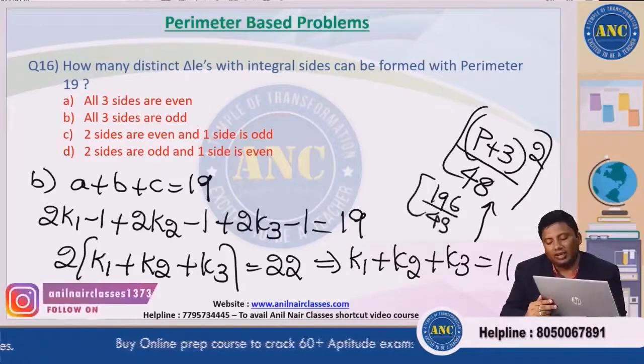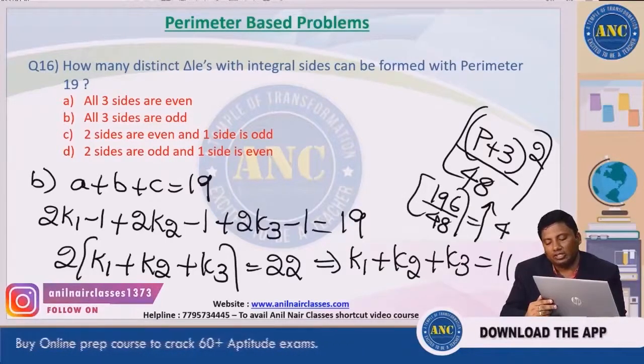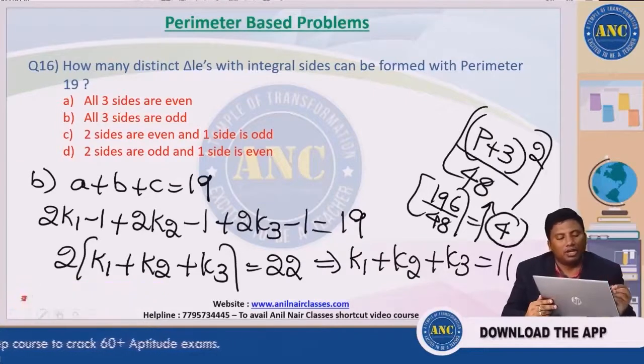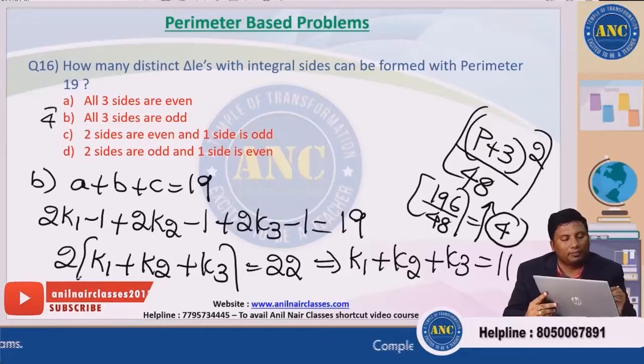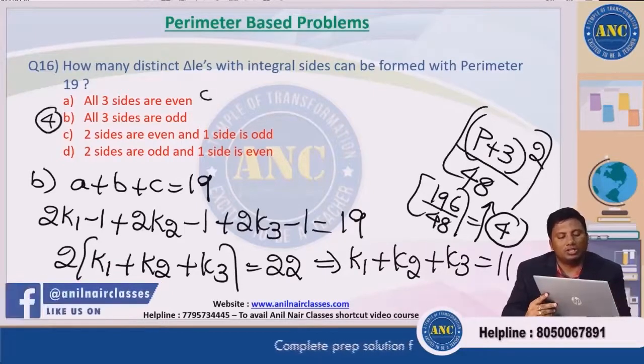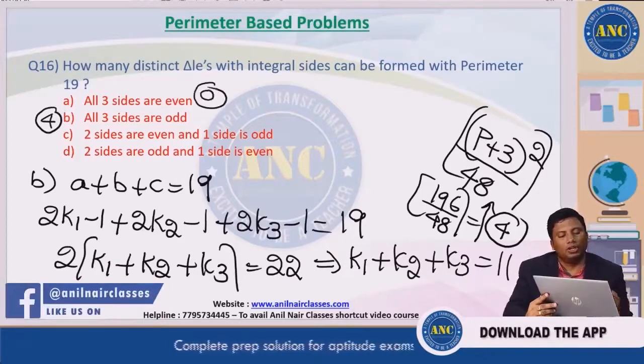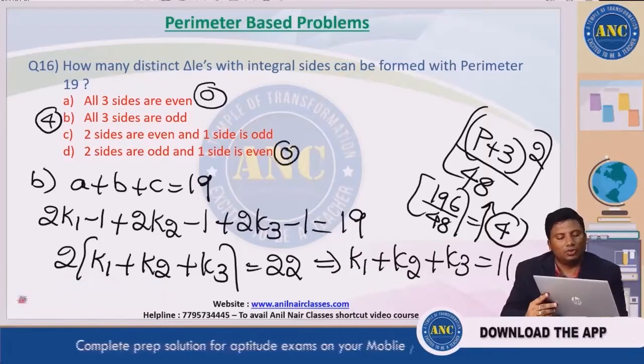196 divided by 48. 4 point something, I will get 4. I hope it is clear. So here it is 4. This is 0. This is 0.